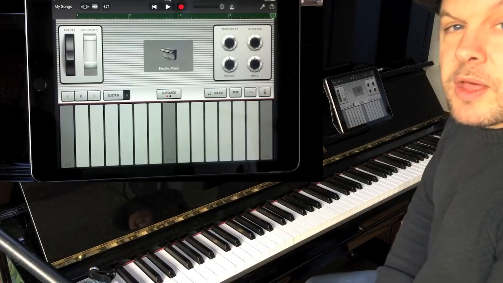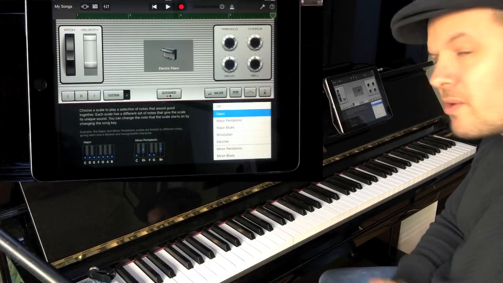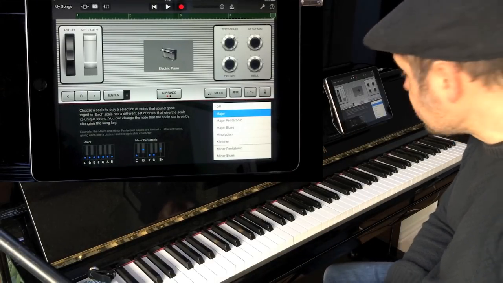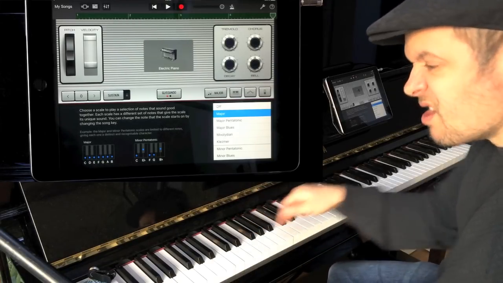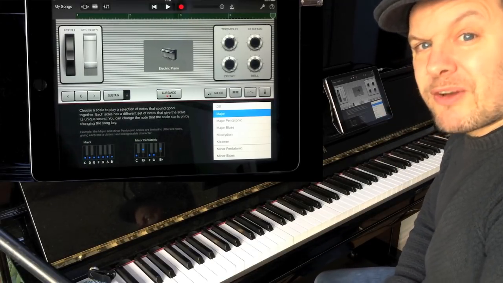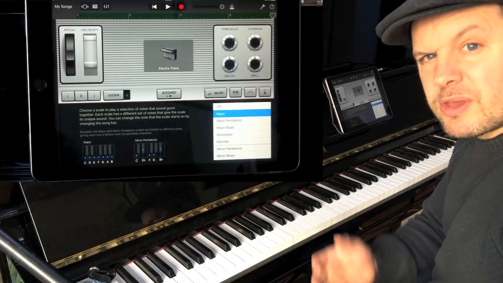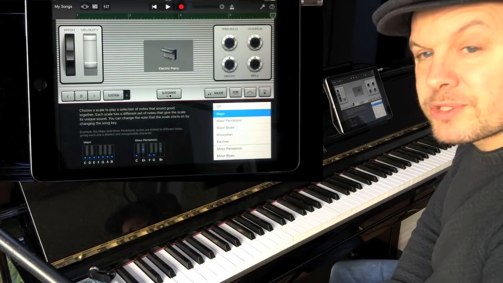Okay, so the list of the scales. Now, I like this list because it actually gives you the technical name of the scale. It's not just settings 1 to 16 or something where you just go, oh, that sounds all right, I'll use that. So GarageBand, as well as being very flexible with the scales, is also giving you a really good sort of insight and education into what scales are all about.